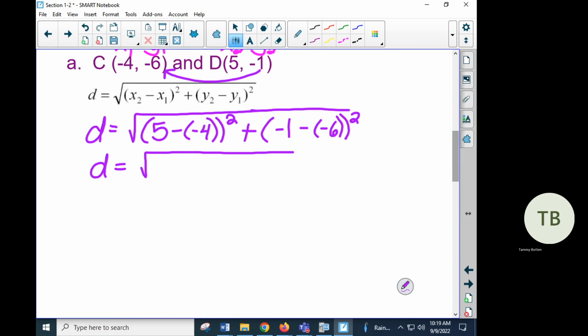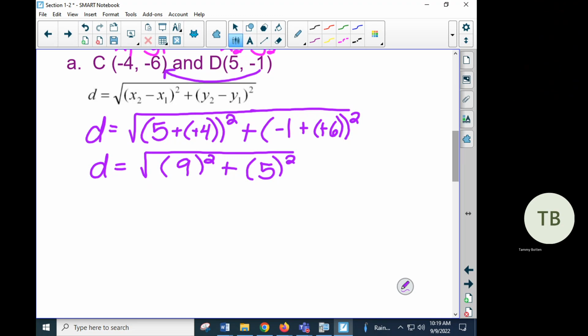In math, if you have two negatives, it becomes a positive, right? So this is really 5 plus 4. What's 5 plus 4? 9, and we're gonna square that, okay? Here it's -1, and what happens here when you have two negatives? You change it to a plus. What's -1 plus 6? -5 or regular 5? -1 plus 6, isn't that 5 squared, right?